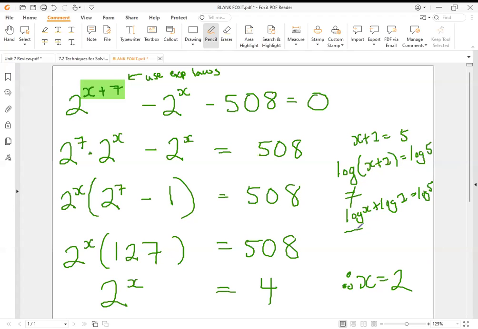Why? Because log of x plus log of 2 using our product law is also the same as log of 2 times x, log of 5, right? This and that can be multiplied if this is the case. And that clearly is not the same.